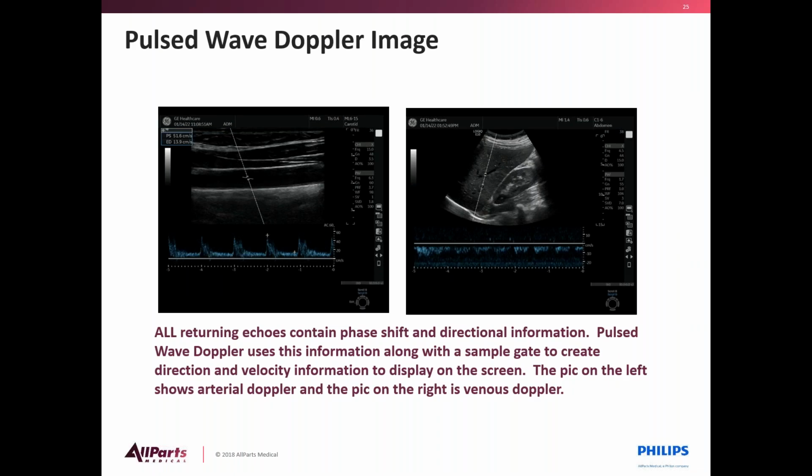These are two pretty typical pulse wave Doppler images. All returning echoes contain phase shift and directional information. Pulse wave uses this information, also called the I and Q signal, along with a sample gate to create direction and velocity information to display on the screen. The picture on the left shows arterial Doppler, which is a carotid, and the picture on the right is a venous Doppler, which I believe is a hepatic vein.